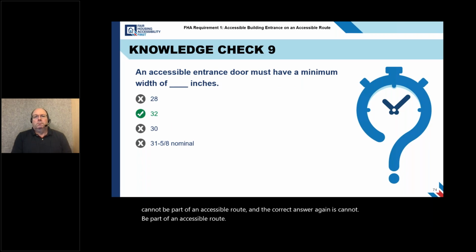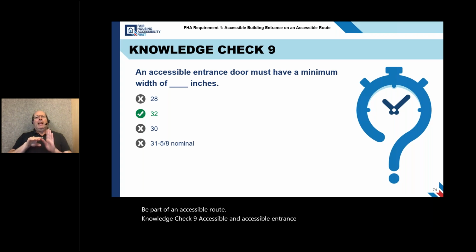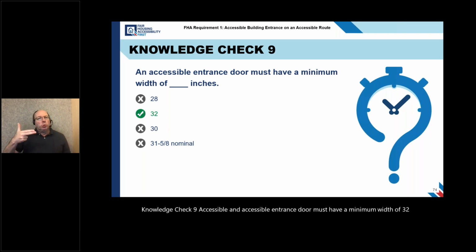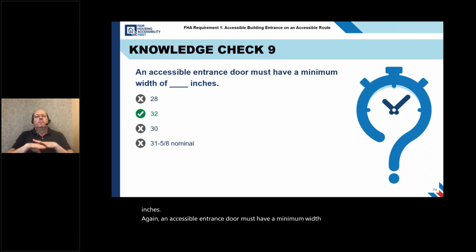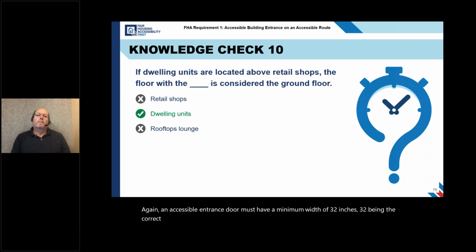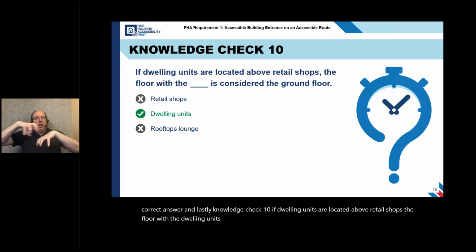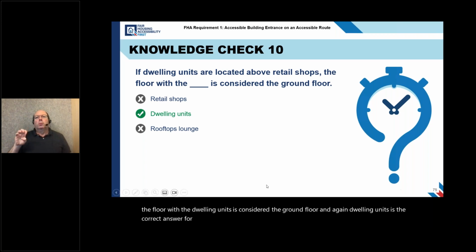Knowledge check 9. An accessible entrance door must have a minimum width of 32 inches. Again, an accessible entrance door must have a minimum width of 32 inches, 32 being the correct answer. And lastly, knowledge check 10. If dwelling units are located above retail shops, the floor with the dwelling units is considered the ground floor. And again, dwelling units is the correct answer for knowledge check 10.